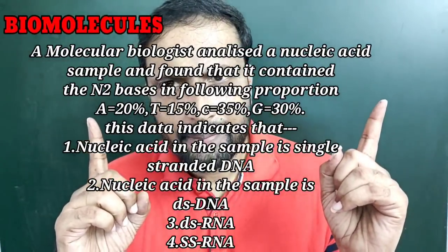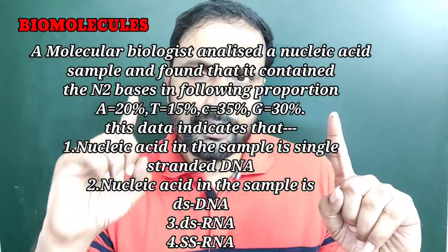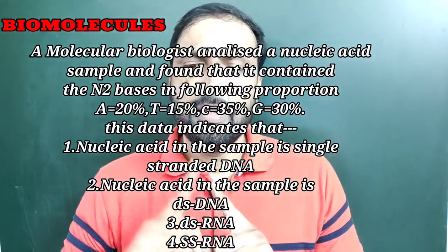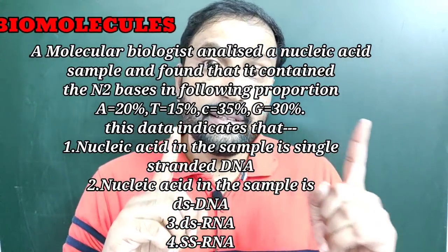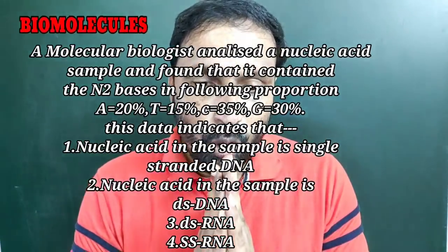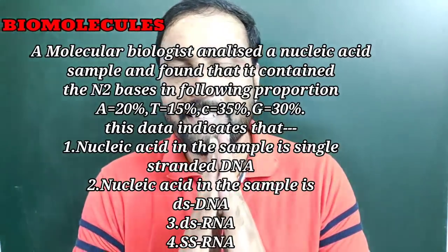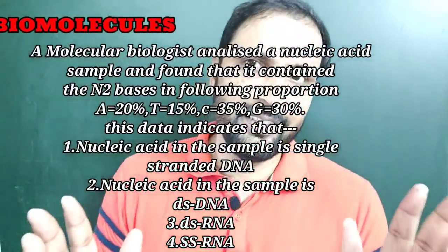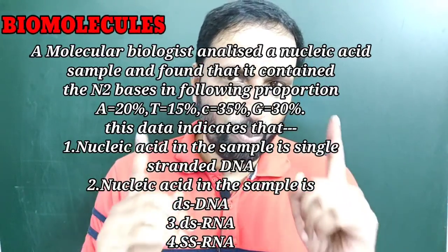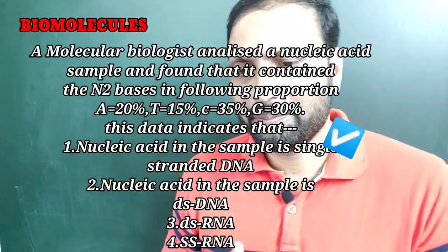It means there are no two strands. Definitely it is single stranded. Whether it is a DNA or RNA, definitely thymine is there. Definitely it is a DNA. So nucleic acid in the sample is single stranded DNA. It is not double stranded. From my point of view, first option is correct. Don't go for any other option.